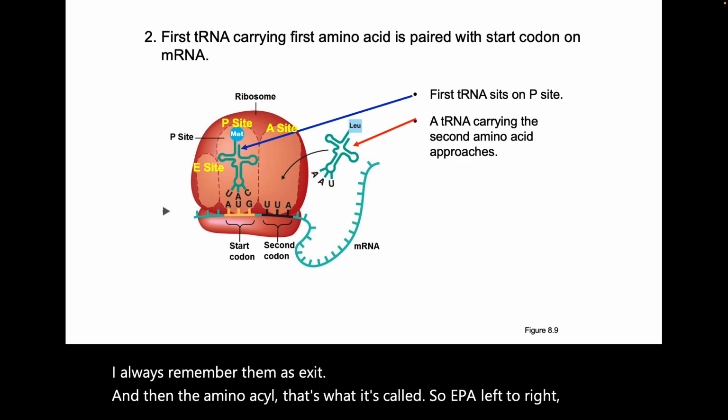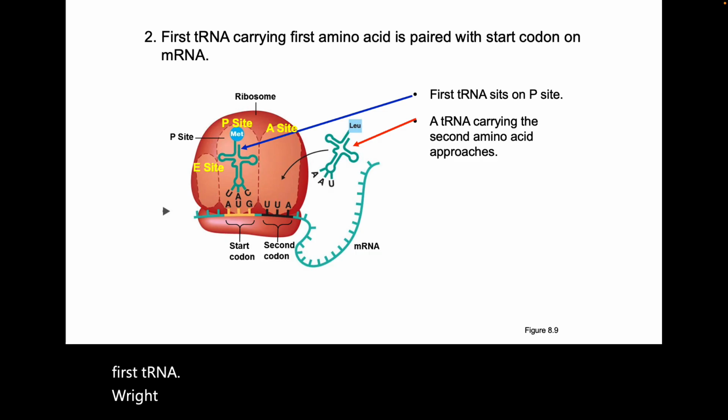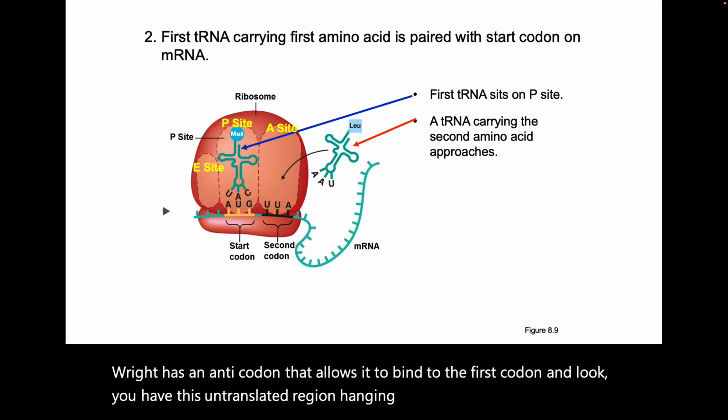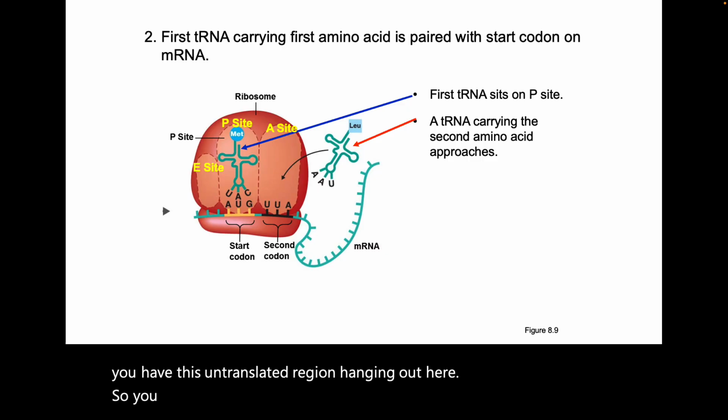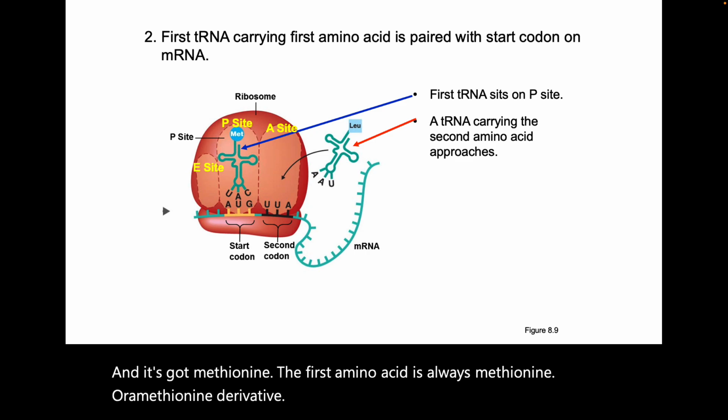So that first tRNA has an anticodon that allows it to bind to the first codon. And look, you have this untranslated region hanging out here. So you have your mRNA, here's your first codon, AUG. Your first tRNA comes in, and the anticodon is complementary to the codon, so you have an interaction. And it's got methionine. The first amino acid is always methionine, or a methionine derivative. So that's in the P site. E site is empty, A site is empty.